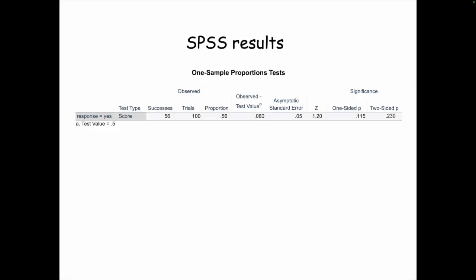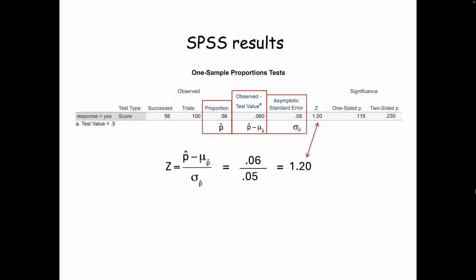In real life, we use a statistical program to do the calculations. These are the results from SPSS. Success is defined as yes, or physically fit, and the null hypothesis is that the proportion is equal to 0.5. Our sample statistic p-hat is equal to 0.56, and the difference between p-hat and mu p-hat is 0.06, and this is the standard error. Here is the z-test formula, which shows us how the test statistic was calculated.